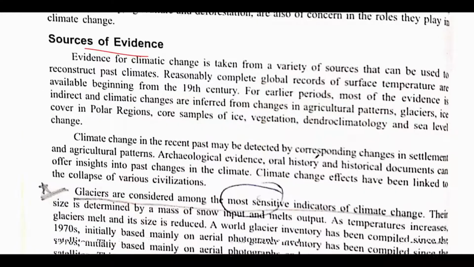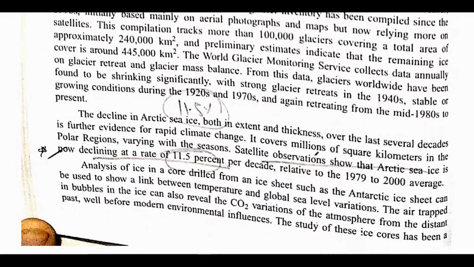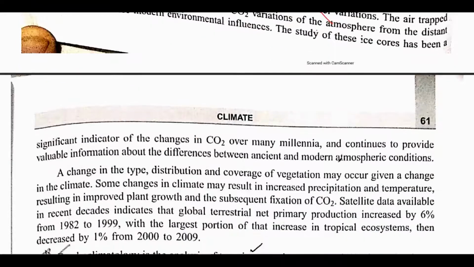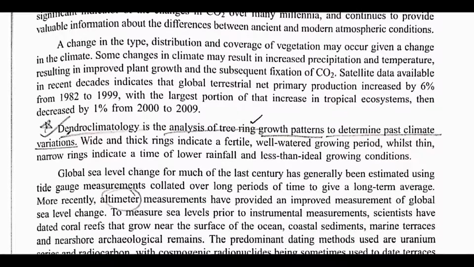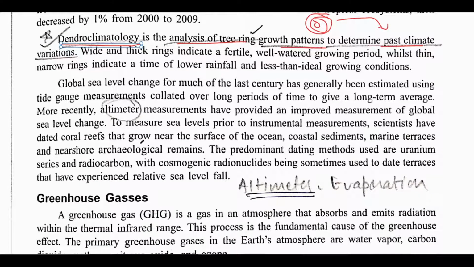Now sources of evidence. Glaciers are basically among the most sensitive indicators of climate change. This is an important line, and the rest can be skipped. Remember dendroclimatology: it is the analysis of tree ring growth patterns. There are various rings present in a tree. When we cut through the trunk from the base, you will see various types of rings. This can be used to determine the past climate where the tree has been growing.